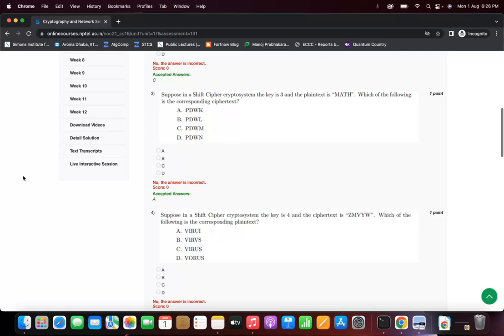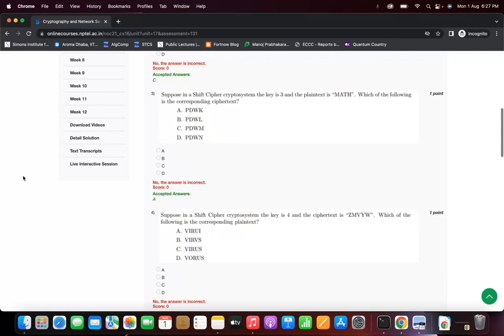So let's do this properly. There are 26 alphabets, and 2 to the 5 is 32. So length 5 bit strings are sufficient to represent English alphabets. What do I mean? So MATH, right?